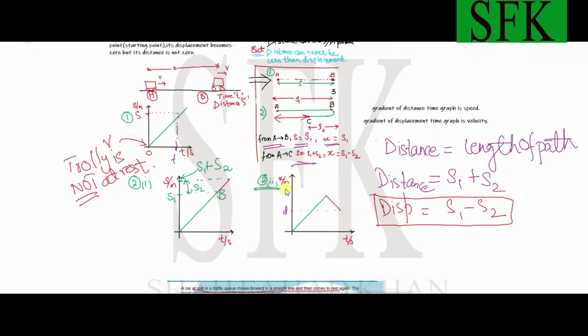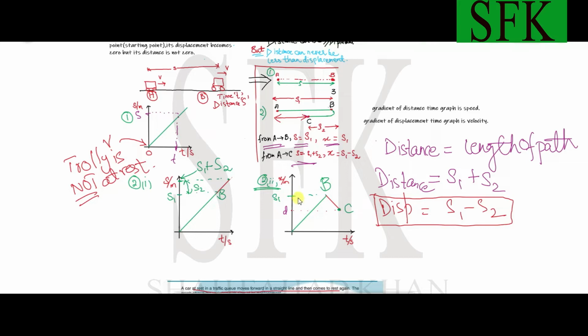Now let's look at the displacement time graph. In the displacement time graph, at first the displacement increased, it went all the way up to S1. But after reaching the point B, the particle started moving back towards its original position. So the distance from the original position started decreasing and reached the point C over here. This was the point B, this is the point C.